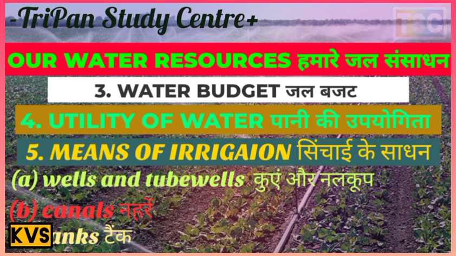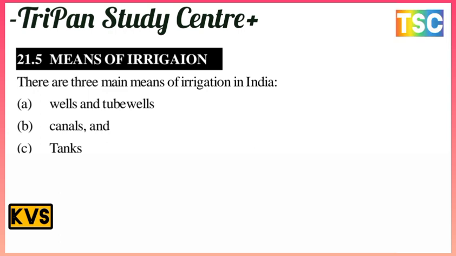The next important topic is the means of irrigation. Irrigation in India is mainly of three types: wells and tube wells, canals, and tanks. These are the main three sources of irrigation in India.